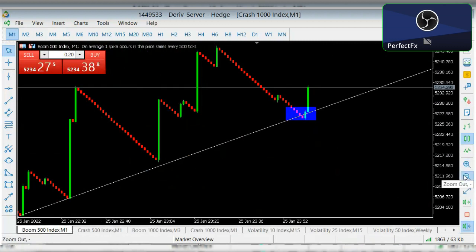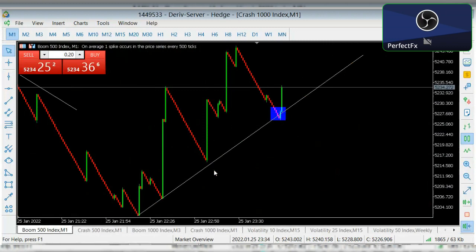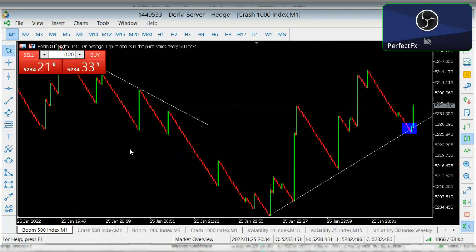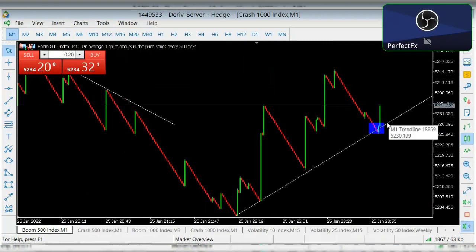So guys, can you see how effective this strategy is? This is a live trade, and you guys can see for yourself that this strategy works. Can you see that this strategy works?